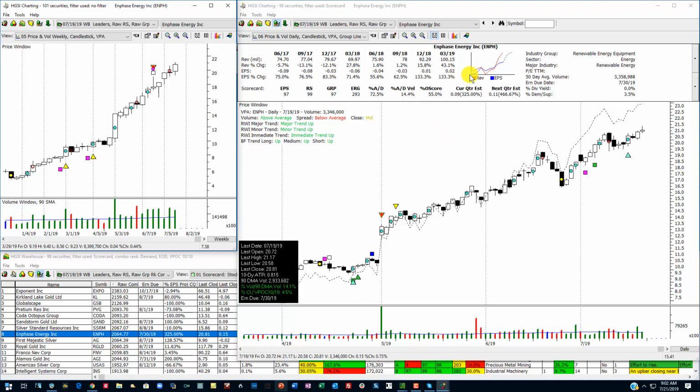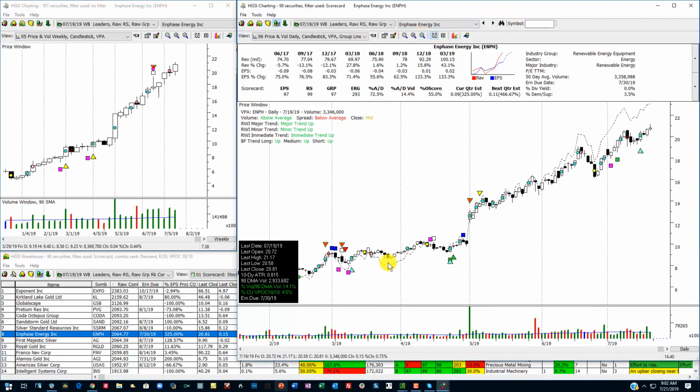Okay, let me see if I can locate March 29th. Okay, there's March 29th right here. You can see the group wasn't doing much. It was coming down, and then the group turned up.